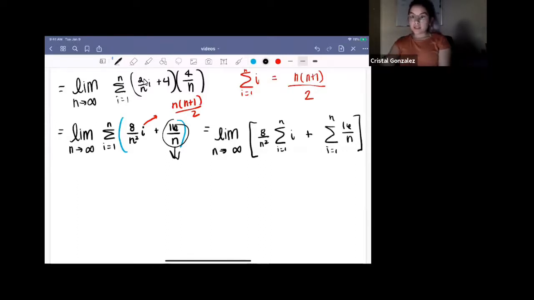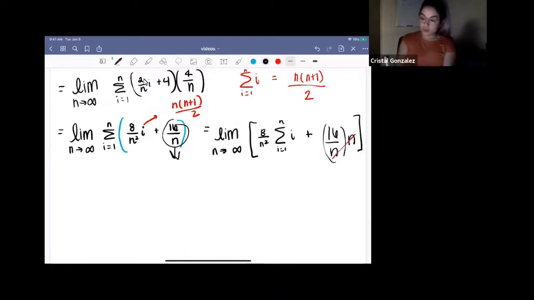But here's the thing. This is basically just a big old constant right here. Recall that if you have a sum with just a constant, it's going to be that constant times n. Because this is just a constant times n, I can rewrite this as 16 over n times n. And so these are going to cancel each other out right here.